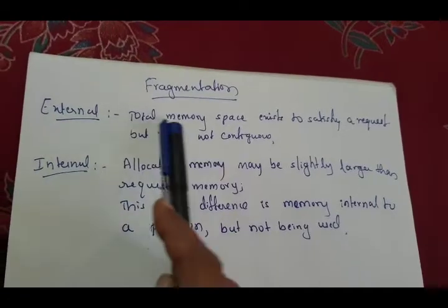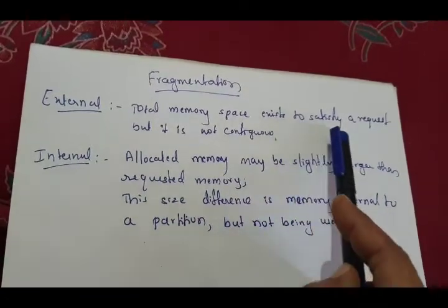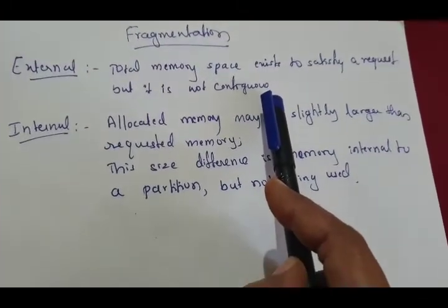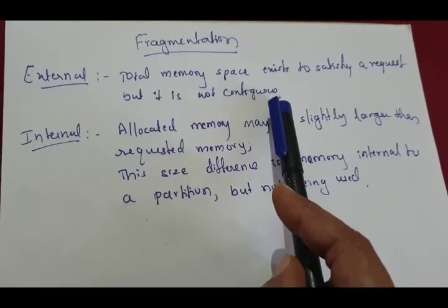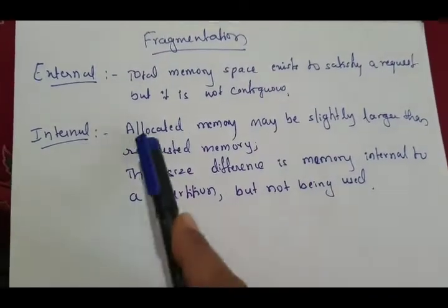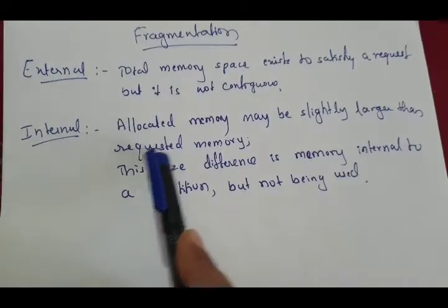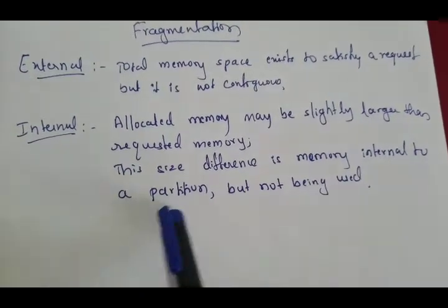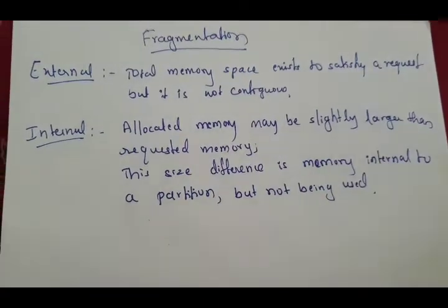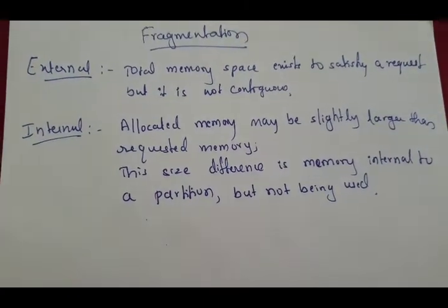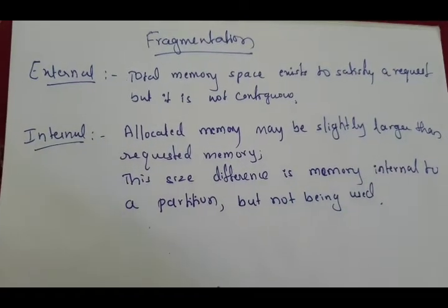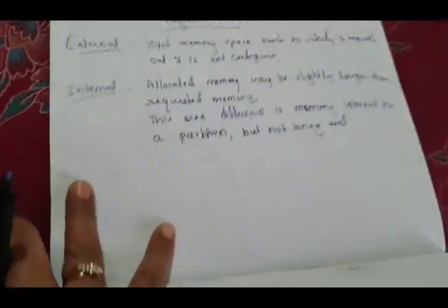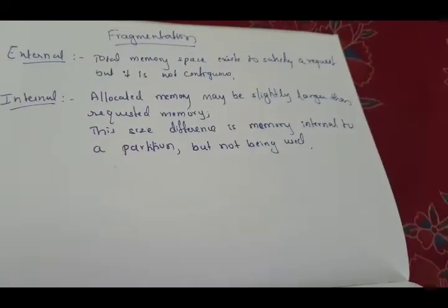So what is external? It is the total memory space that exists to satisfy a request, but it is not contiguous, so it is not possible to allocate the memory to a particular process. Internal is when allocated memory may be slightly larger than the requested memory. This size difference is memory internal to a particular partition but not being used. So it is a smaller hole left out after allocating memory to a process within a block. This small amount of memory left out within the block is what we call internal fragmentation.